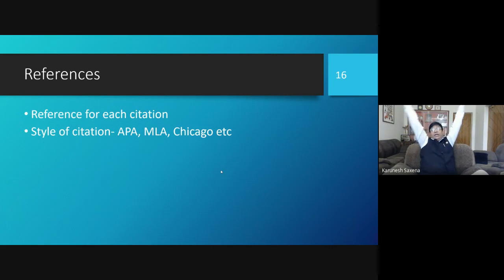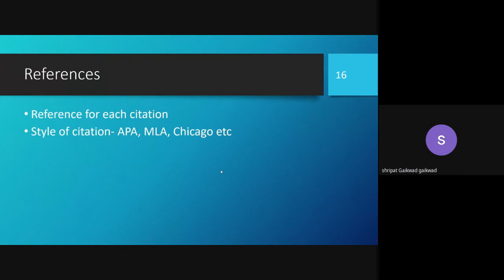Similarly, you should refer to the particular journal and its guidelines, and the guidelines invariably mention to follow such-and-such style of referencing. For social science, APA style of referencing is most common. APA is the American Psychological Association. For language, particularly English, MLA style is common, that is Modern Language Association, or Chicago style of referencing.